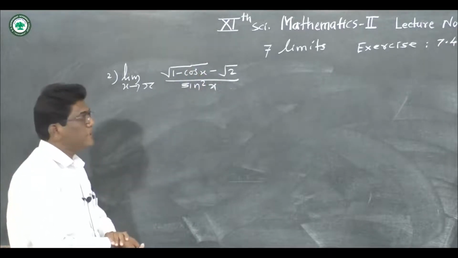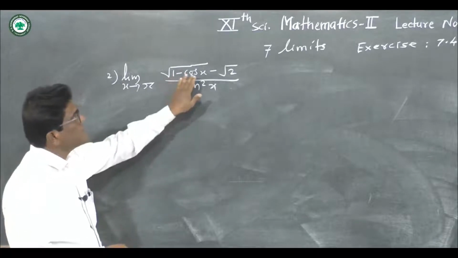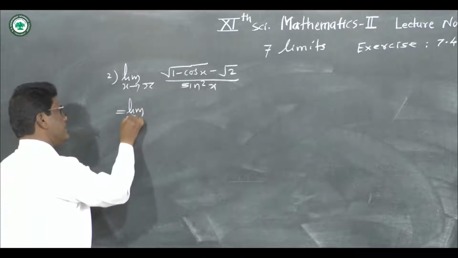So to solve such a type of problems, we take the rationalization method. So we rationalize the numerator. So it is equal to limit as x tends to pi.